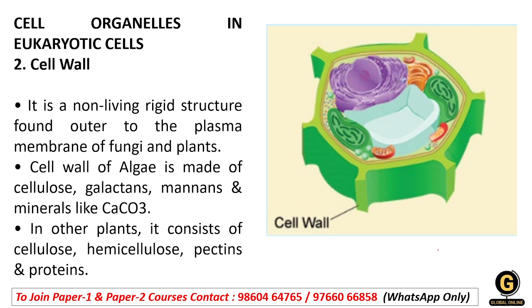Right? What is it made of in algae, students? It is made up of cellulose, galactose, mannose. What about bacteria? Peptidoglycan. And in fungi it is made of chitin and fungal cellulose. First of all, what is the characteristic of the cell wall? It is a non-living rigid structure found outer to the plasma membrane of fungi and plants. Is the cell wall present in animal cells, students? No, the cell wall is absent in animal cells.